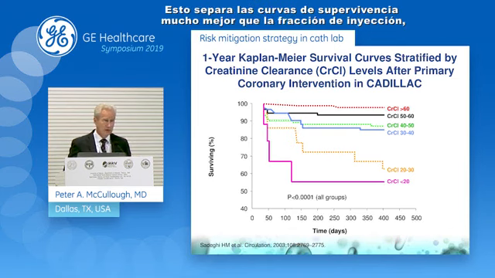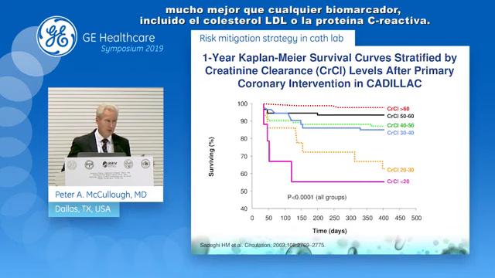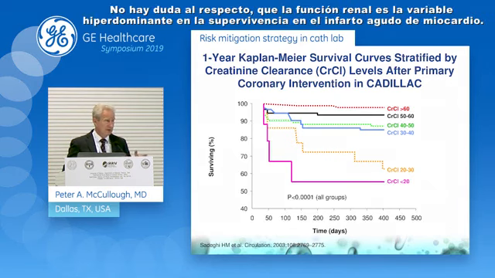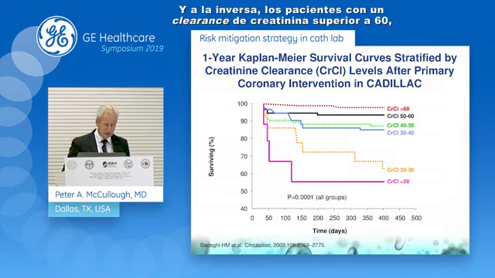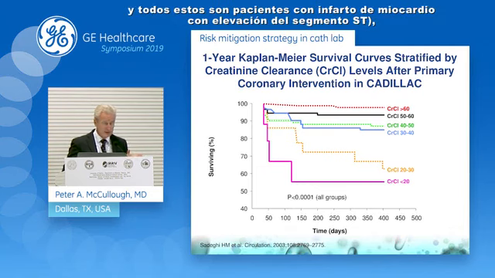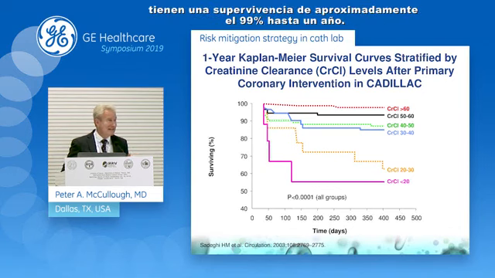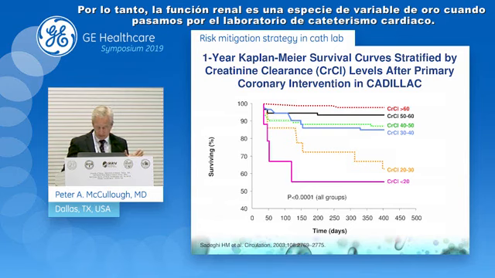It separates survival curves way better than ejection fraction, way better than any biomarker, including LDL cholesterol or C-reactive protein. There's no doubt about it that renal function is the hyperdominant variable on survival in acute myocardial infarction. And conversely, patients with a creatinine clearance over 60, and these are all patients with ST segment elevation MI, have about a 99% survival out to a year. So renal function is kind of the golden variable, if you will, as we move to the heart catheterization laboratory.